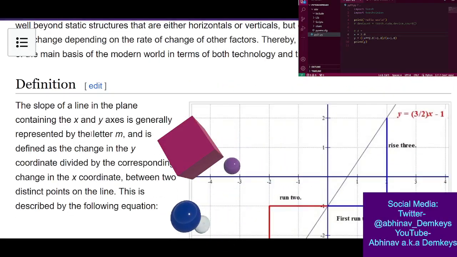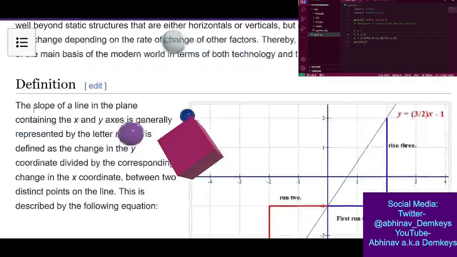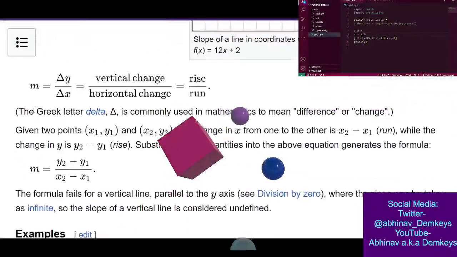Right? We have over here: the slope of a line in the plane containing the x and y axes is generally represented by the letter m, and is defined as the change in the y coordinate divided by the corresponding change in the x coordinate between two distinct points on the line. This is described by the following equation. The equation they're talking about is this, by the way.